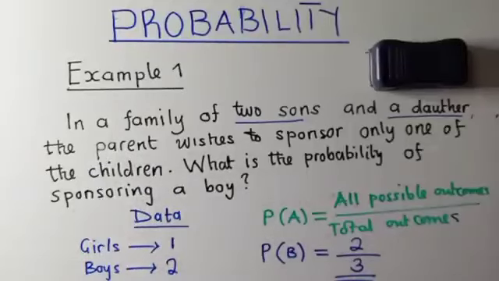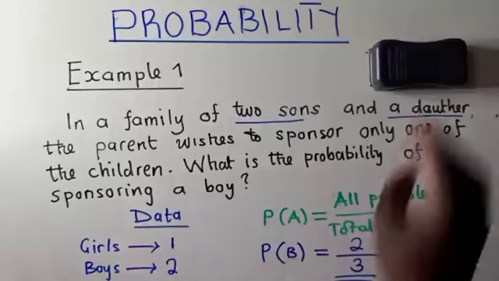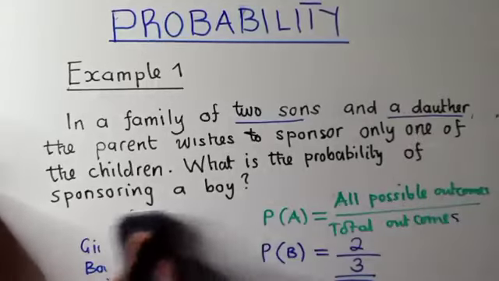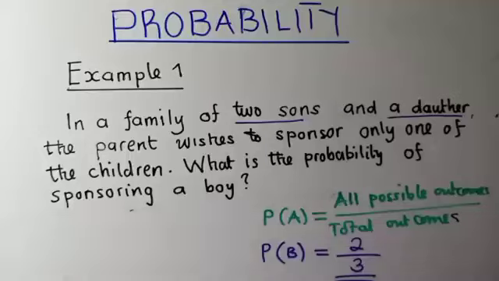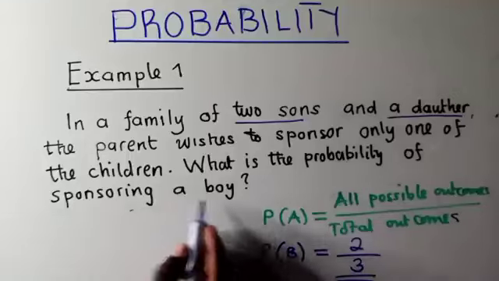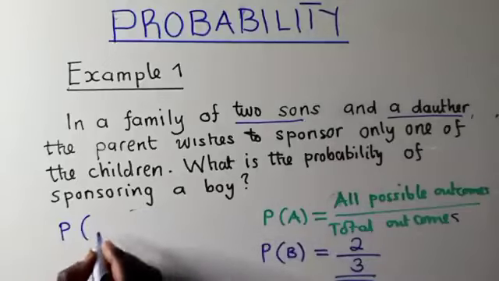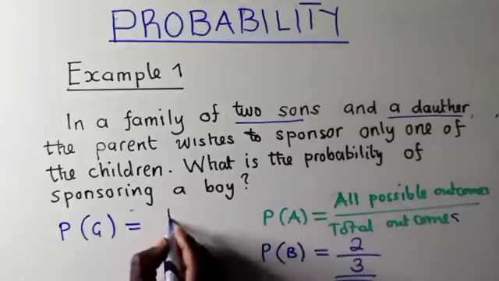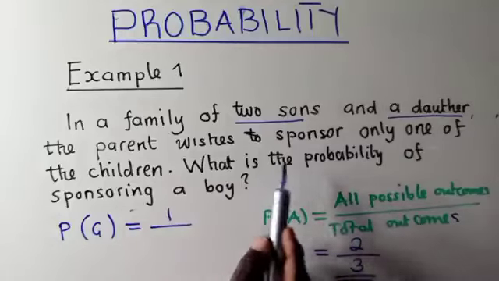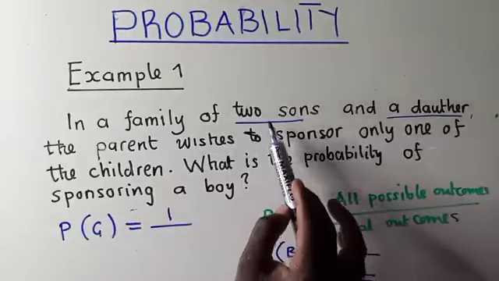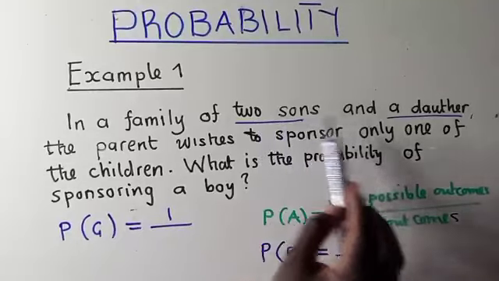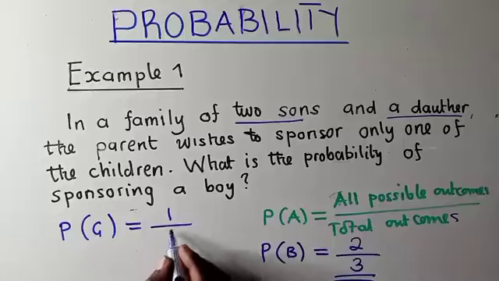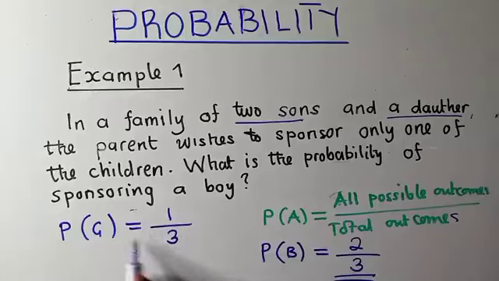Now there is something very important I would like to talk about here. I want to prove something. Let me find the probability of picking a girl. How many girls do we have? It's 1 over, how many do we have altogether? Boys, sons and daughters is 3. So it's 1 over 3. This is the probability of picking a girl.